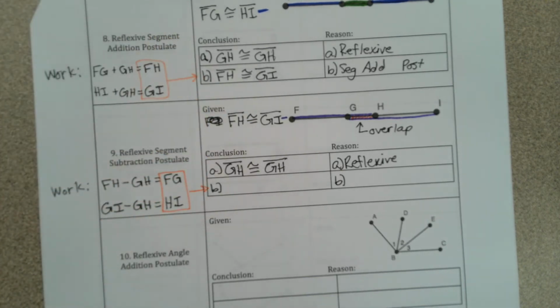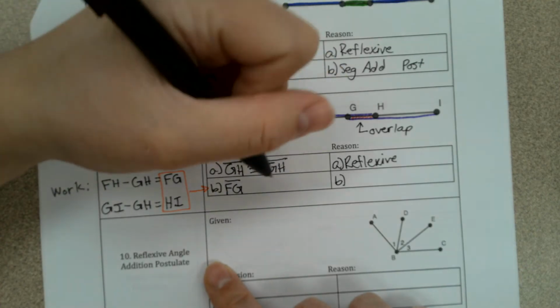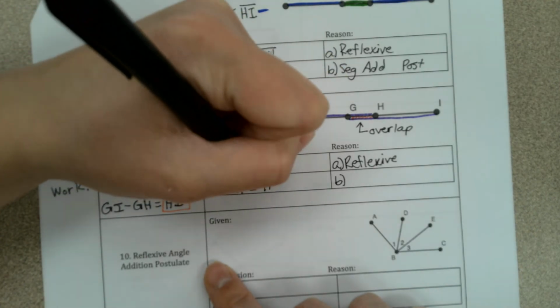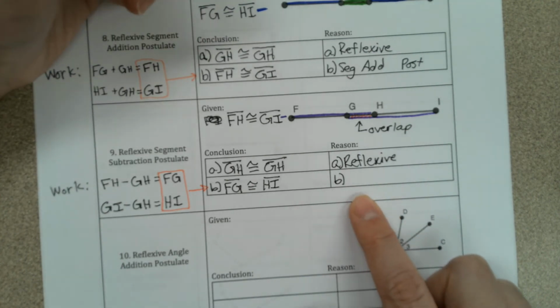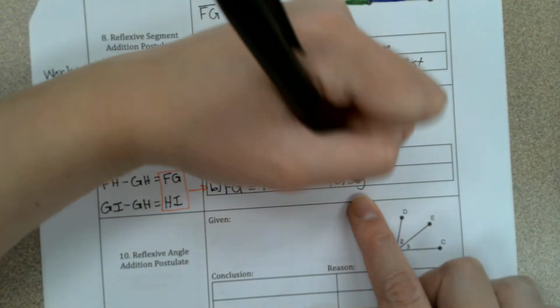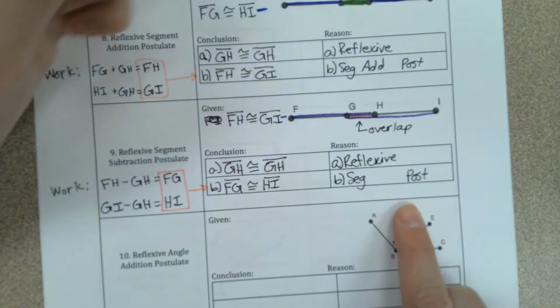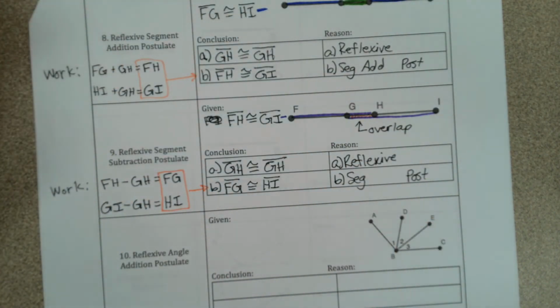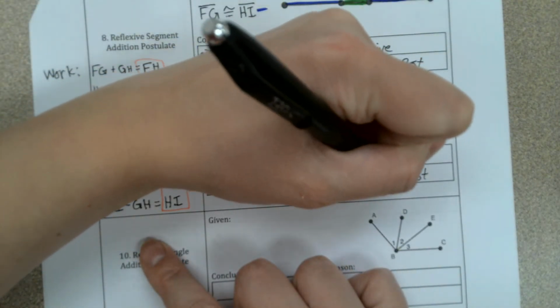Okay, so then these 2 new pieces I made, those are going to go right here in B. So now I've got FG is congruent to HI. And then my reason, seg, because we're working with segments. And then we got a postulate. And then we ask ourselves, did we add or subtract here? We subtracted, so it's a subtraction postulate.